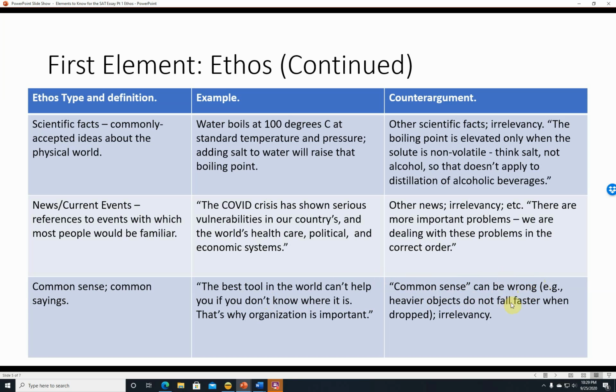You can also just argue irrelevancy if you wanted to argue against it, which you probably wouldn't do on the SAT, but you could. And if they do make a logical mistake, you do want to say, well, actually, no. A feather and a bowling ball would fall at the same speed if it weren't for wind resistance. And that was shown on the Apollo 11 mission where I think it was Neil Armstrong dropped a golf ball and a hammer and they fell at the same speed. Okay.